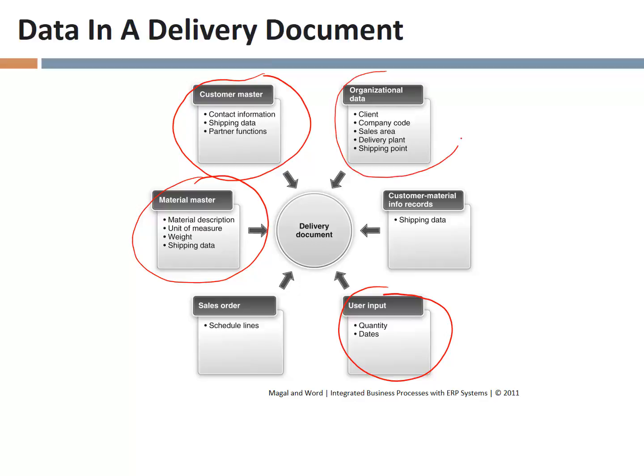It has a good set of organizational data, and this is an example of what I was talking about before with organizational data. If you know the purpose of the document, then it's pretty easy to figure out what should be here. Obviously, delivery plant and shipping point makes sense. Company code, because there's going to be a financial accounting implication, as we just observed. Sales area, because this is a sales-related document. So all of these things are what make up a delivery document.